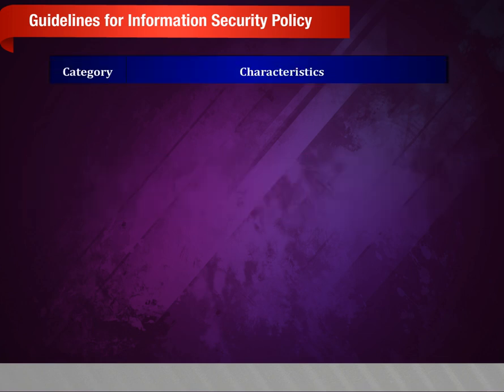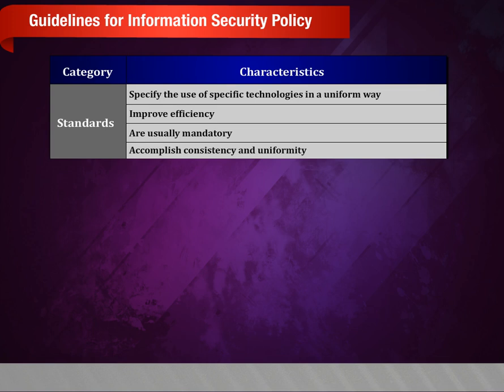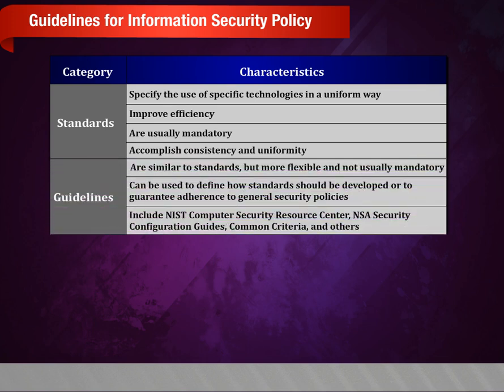Category, characteristics. Standards specify the use of specific technologies in a uniform way, improve efficiency, and are usually mandatory. They accomplish consistency and uniformity. Guidelines are similar to standards but more flexible and not usually mandatory. They can be used to define how standards should be developed or to guarantee adherence to general security policies. Examples include NIST Computer Security Resource Center, NSA Security Configuration Guides, Common Criteria, and others.